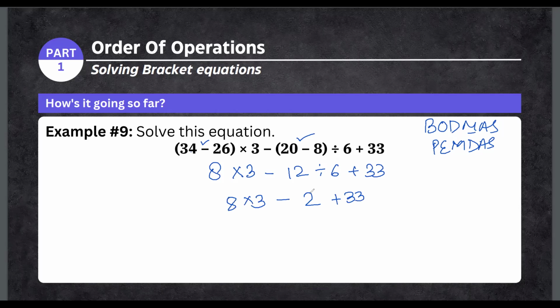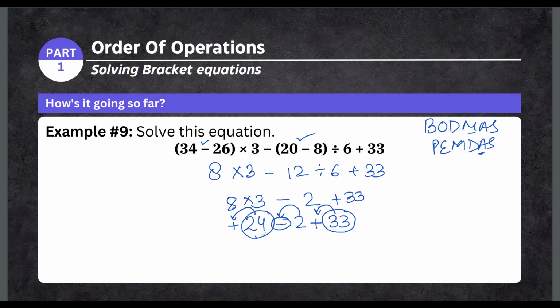Now I will do multiplication. So 8 times 3, 24. Rest of the question as it is. Now I will do addition. So this number is a positive number and this number is also a positive number. Why these two numbers? Because before 33 there is a plus sign. Before 24 there is no sign, so that means it is a positive number. Okay. Before 2 we have a negative sign. That means it is a negative number.